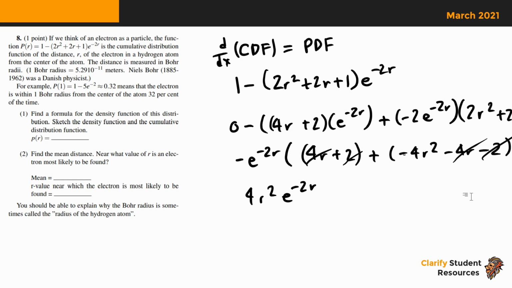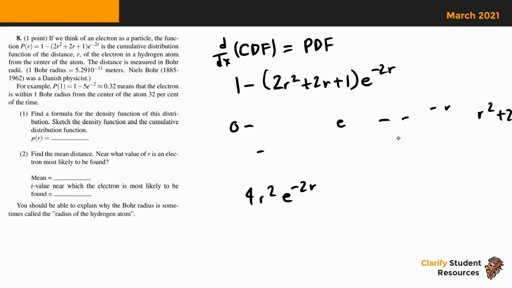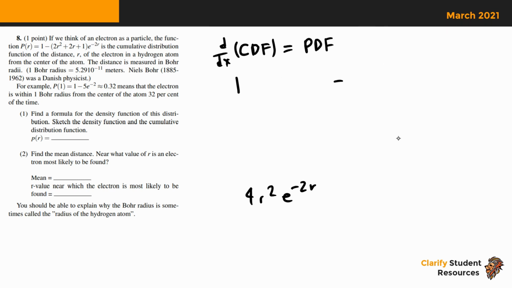Okay, so for part 2, we actually need to use this PDF to find the mean distance. So we can just use this as our PDF. I'm going to erase the other parts here. Give me a second. And then we're going to have to use an integration by parts technique to solve the mean, because it's going to be pretty tricky. So we know that the PDF, or p of x, is going to be p of r here. It's going to equal 4r squared e to the negative 2r.